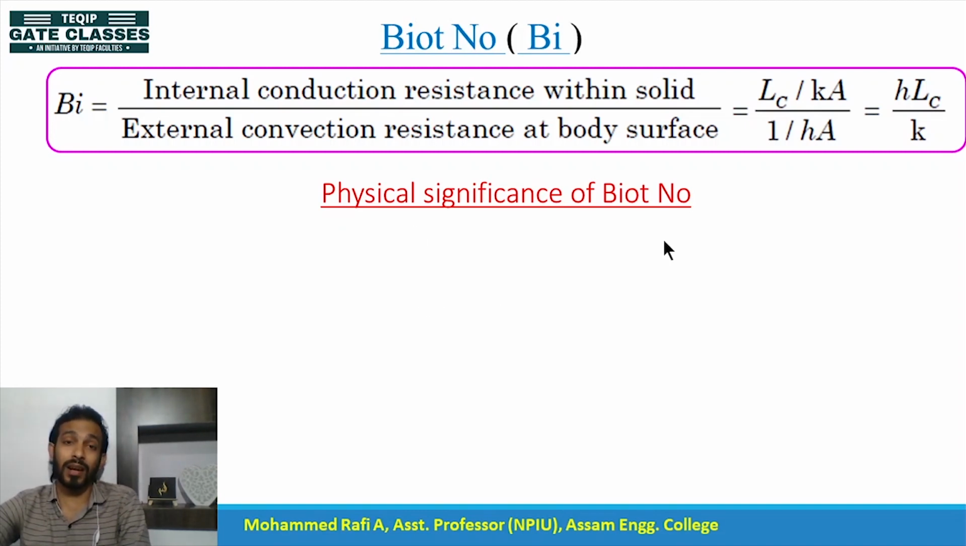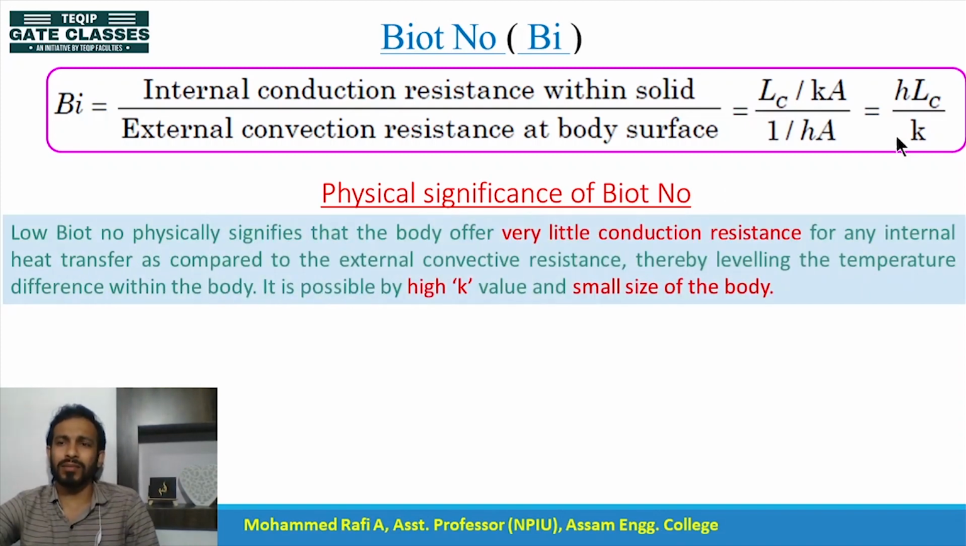So what is the relevance of the Biot number? You can see from the definition, it is HL by K. The Biot number should be less than 0.1 in order to consider any heat transfer process as a lumped heat capacity analysis. So under what condition will the Biot number be less than 0.1? From the expression you can see, in order to have a very small Biot number, the body should have a very high thermal conductivity, or a very low convective heat transfer coefficient. Under this scenario only will you consider the lumped heat capacity analysis.